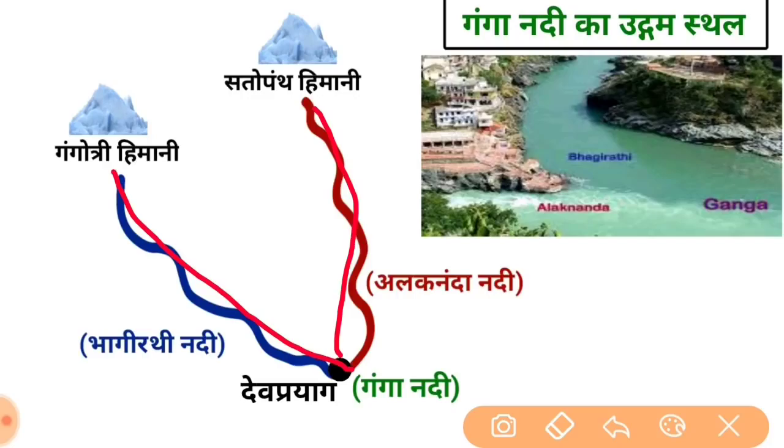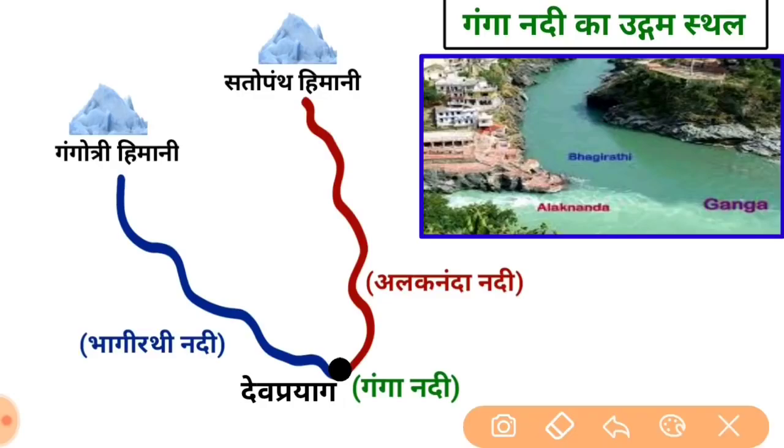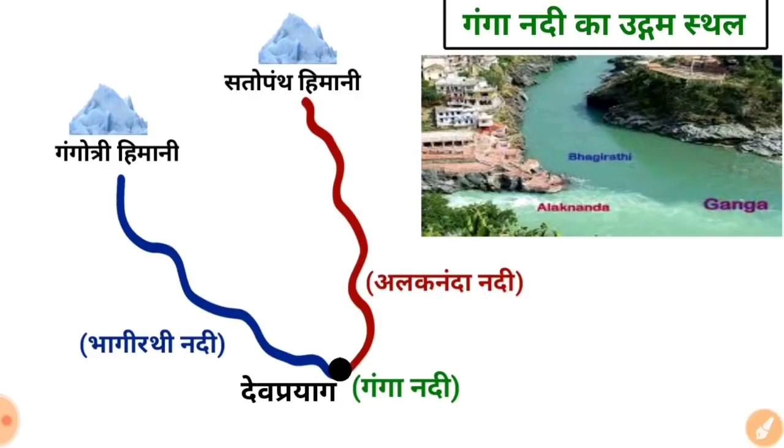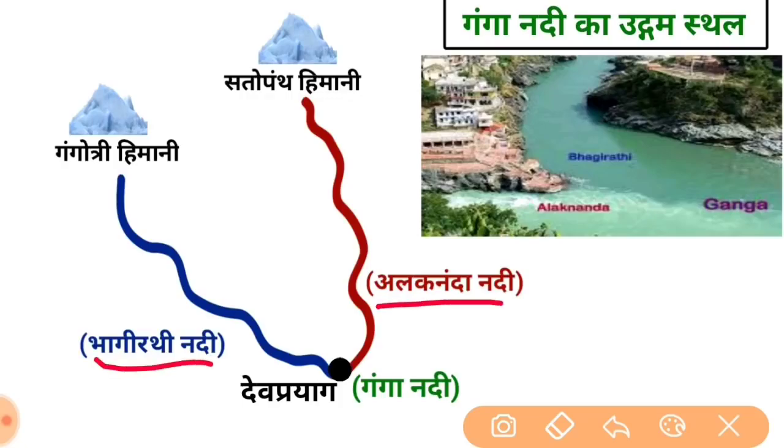When these two rivers meet, the Ganga river is formed. You must be seeing the image. This is the Alaknanda River and the Bhagirathi River is coming from this side. Where these two rivers join together, they form the Ganga River. Remember, it is asked many times in the exam. Which are they? One is the Bhagirathi River and the other is the Alaknanda River.